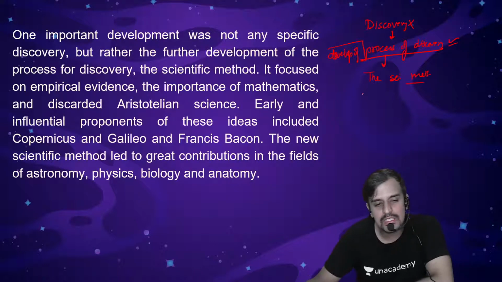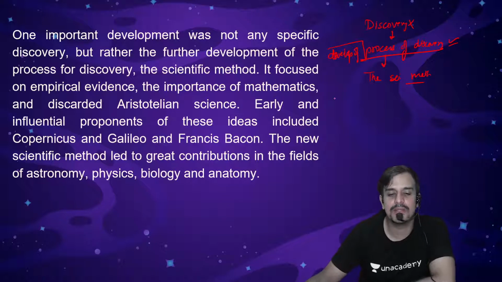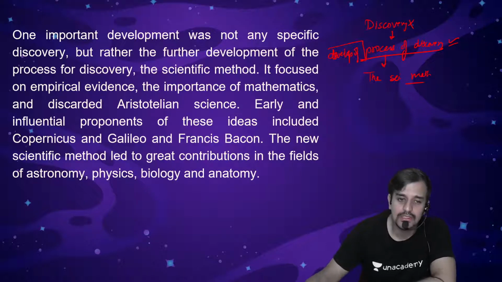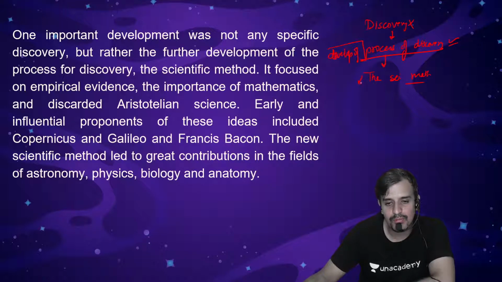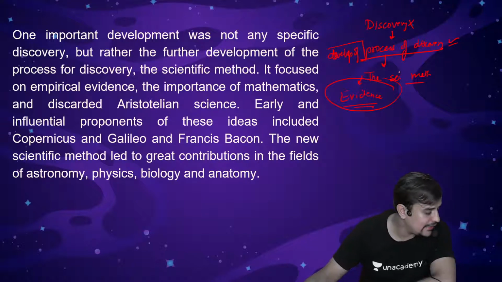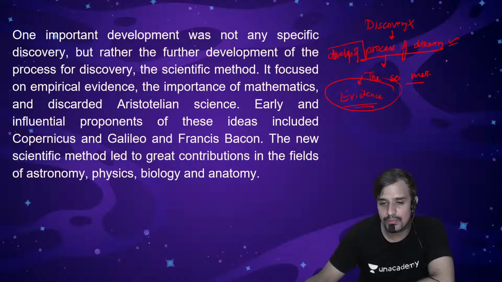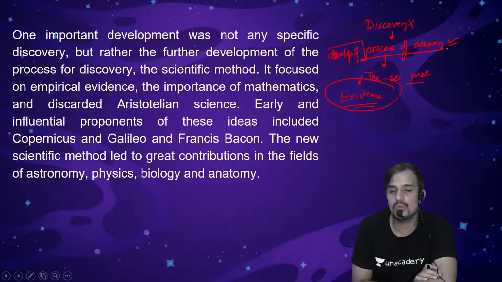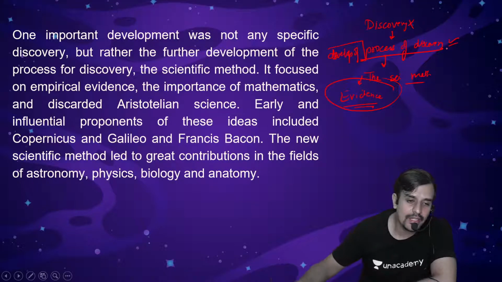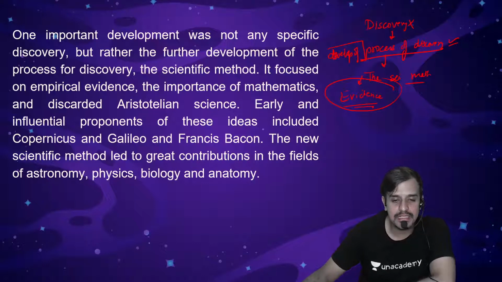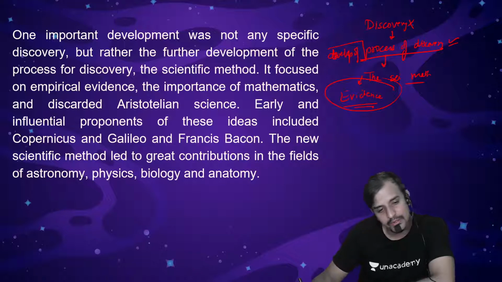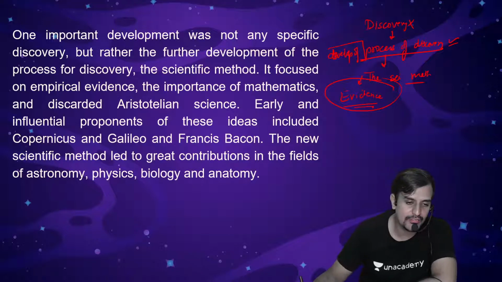It focused on empirical evidence, the importance of mathematics, and discarded Aristotelian science. Now we wanted evidence for everything. We wanted ample evidence, and only after having it would we prove whether the theory is true or not. Early and influential proponents of these ideas included Copernicus, Galileo, and Francis Bacon. The new scientific method led to great contributions in the field of astronomy.